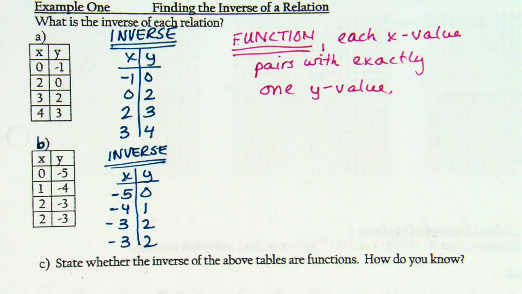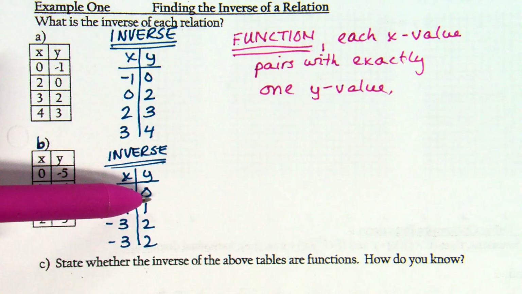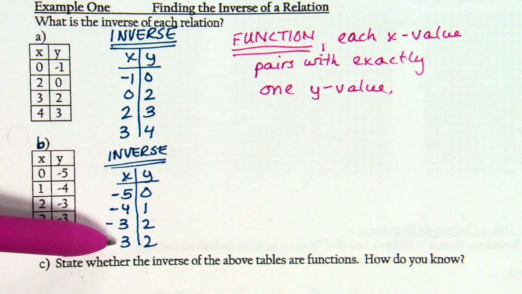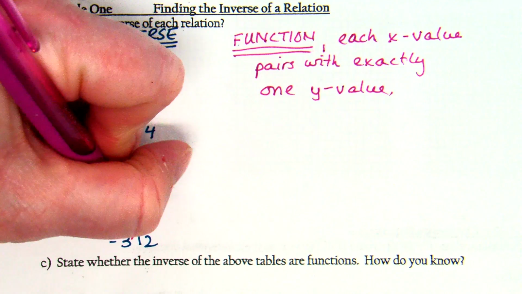A little more questionable here. So, does negative 5 pair with one y value? Negative 5 only pairs with 0. What about negative 4? It only pairs with 1. What about negative 3? It pairs with 2 here. What about this negative 3? It also pairs with 2. Does that one x value pair with one y value?